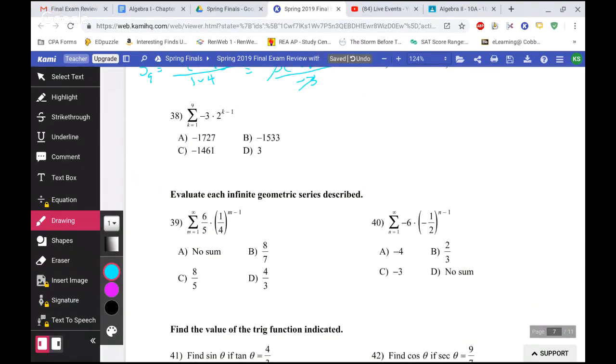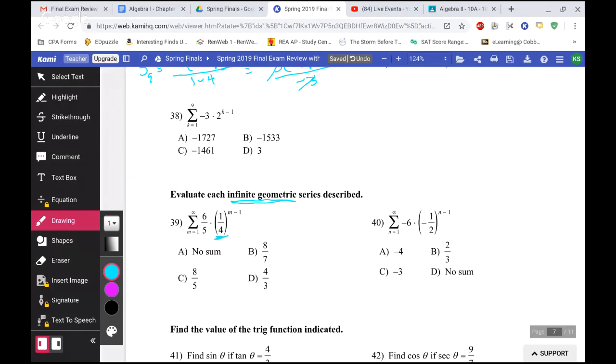And you'll know that it's infinite, A, first of all, because there'll be an infinity symbol above that. B, it'll say evaluate each infinite geometric series described. But the next thing you want to look for, because it's not going to be that clear on an ACT or an SAT, is that the common ratio is going to be less than 1 but greater than 0.